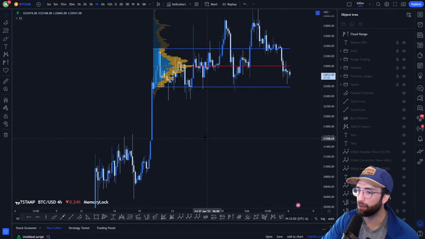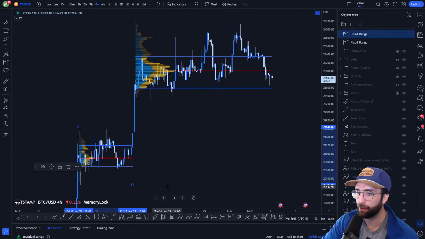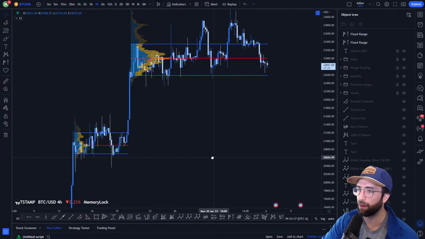And this can tell you a handful of things. So typically what I like to do is I'll draw them based on areas of ranges, right? That's why it's called a fixed range volume profile. So typically you would put it in at ranges.